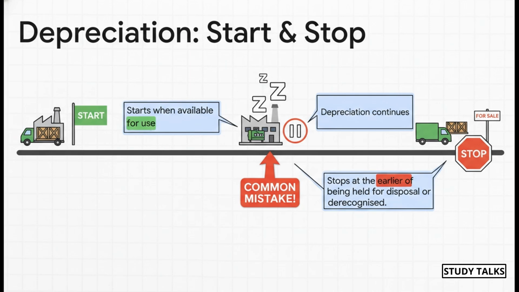And when does it stop? It stops at the earlier of two dates, the date the asset is classified as held for disposal or the date it's derecognized. And one more thing, depreciation does not stop just because an asset is idle for a while. That machine is still getting older and losing value, even if it's not currently running.